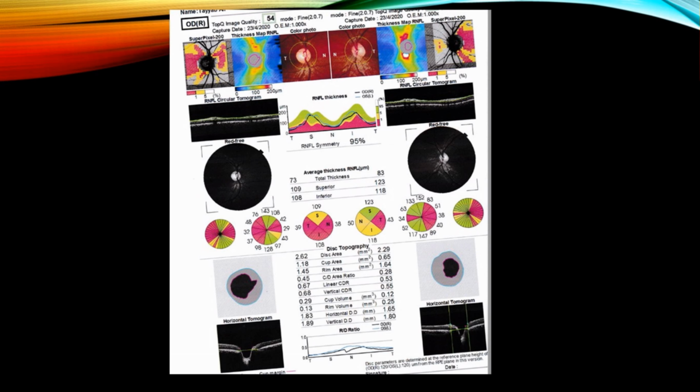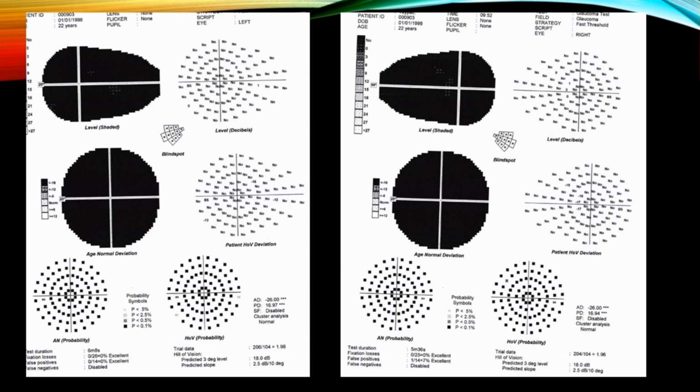But the interesting thing is when you look at his OCT of the optic nerve, there's reduction in thickness of the retinal nerve fiber layer, more on the right than the left. It was 73 microns in the right and 83 microns in the left. An important thing that you see is the thickness is reduced more inferiorly than superiorly.